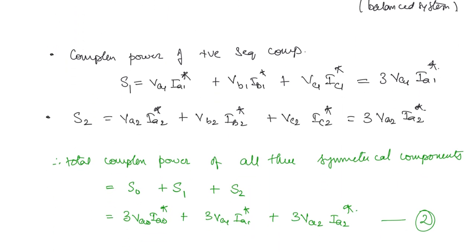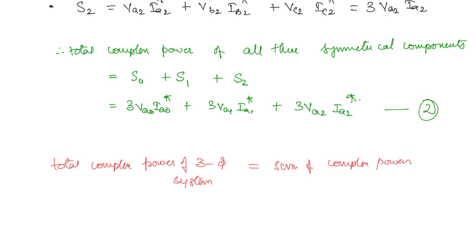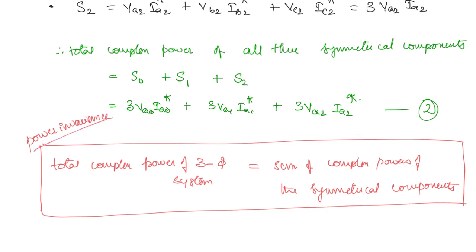This is called the power invariance. The total complex power of the 3-phase system is equal to the sum of the complex powers of the symmetrical components. There is no change in power just because we are resolving into the symmetrical components. So that is called the power invariance.